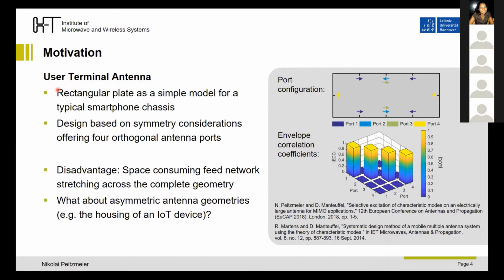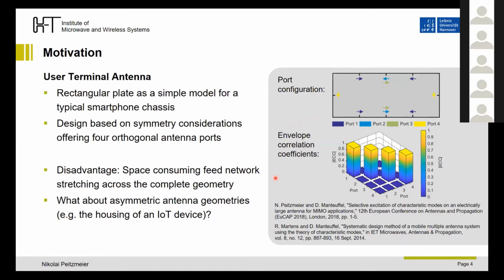For example, let's consider a simple model for a smartphone chassis, such a rectangular plate. Here again, we can apply our symmetry-centered design approach, which yields us 4 orthogonal antenna ports. And in order to realize these 4 ports, we have to distribute our feed points symmetrically on the structure. And here again we need a rather bulky feed network, which would stretch across the entire geometry. And space is strictly limited at the user terminal. So this might not be the best design approach for this.